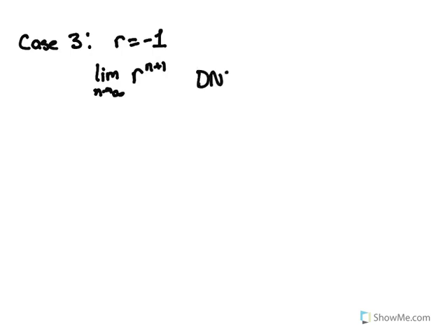Okay, then case 3, we consider when r equals minus 1. In this case, the limit as n goes to infinity of r to the n plus 1 also does not exist, because if r equals minus 1, r to the n plus 1 will just oscillate between positive 1 and negative 1. So the overall limit will not exist. Similarly to the last case, this implies that the limit as n goes to infinity of Sn does not exist.